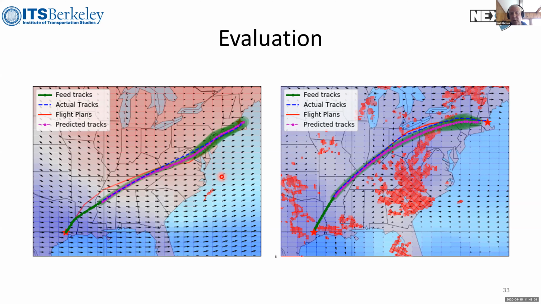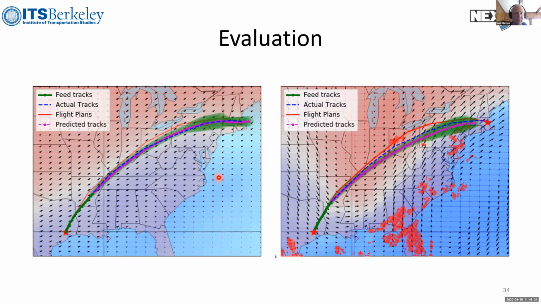And some general lessons that we get from this are that in most cases, the predicted track follows the actual track. In the vast majority of cases, the predicted track is much closer than the flight plan as a predictor of what will happen. And also generally the deviation of the actual track from the predicted track is consistent with the uncertainty that's expressed in the green cloud here.